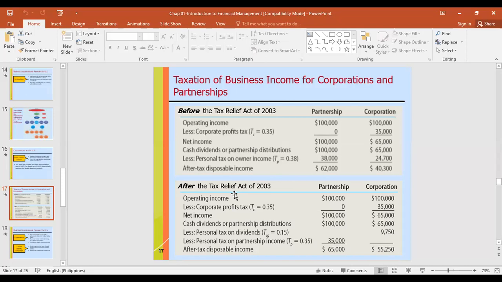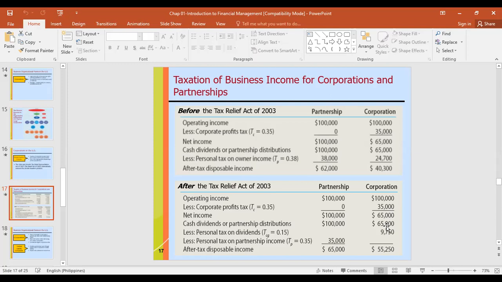Then we also have to take into account the personal tax on partnership income. But for the partnership, of course, it is partnership income only here. So zero for the partnership. And then for the corporation, well, there's 35,000 for the tax for the corporate. And then there's a tax for the dividends for the shares of the shareholders.